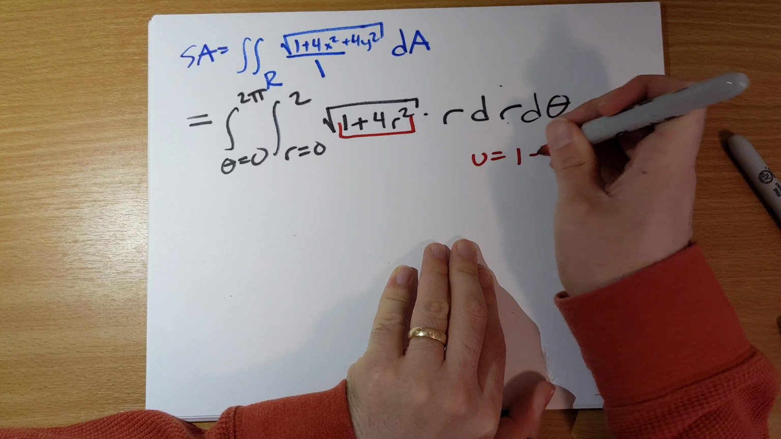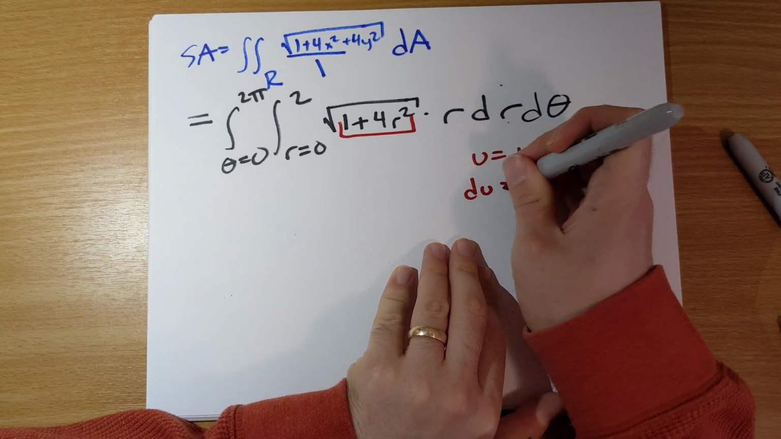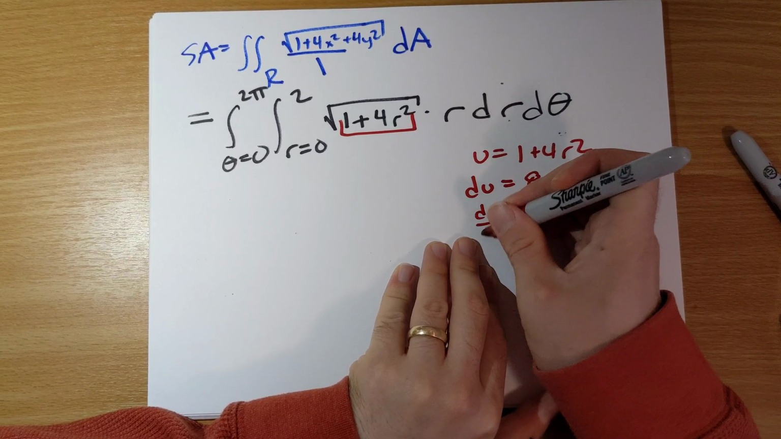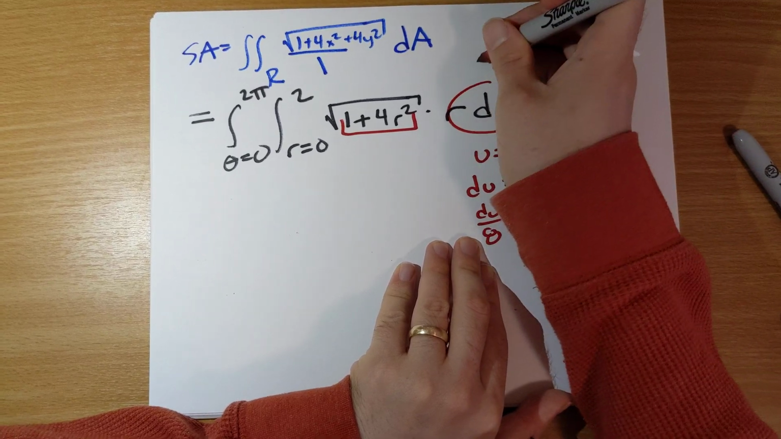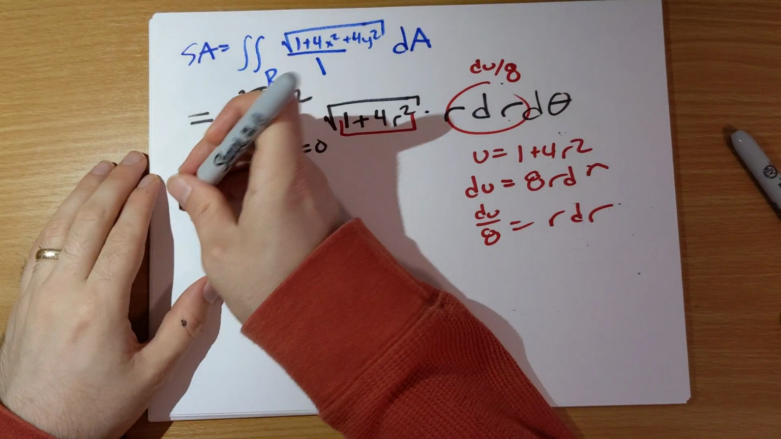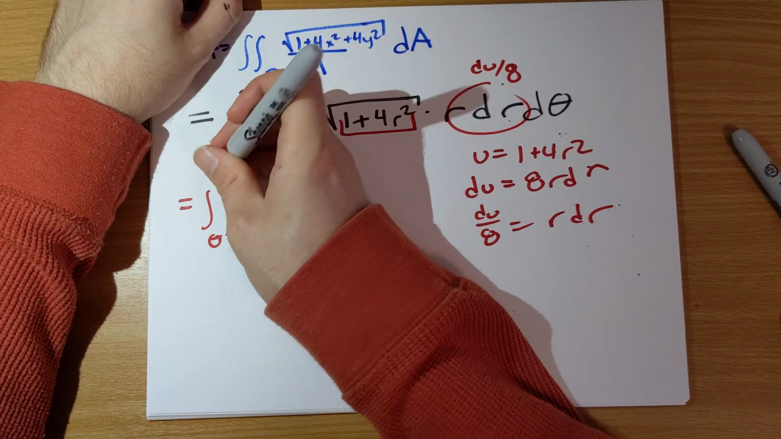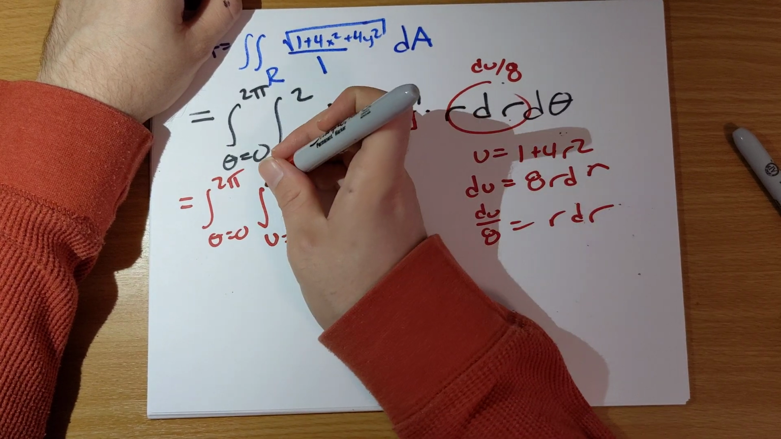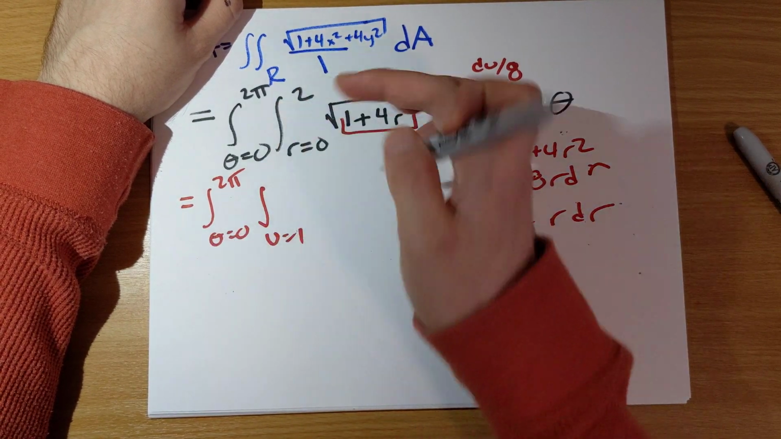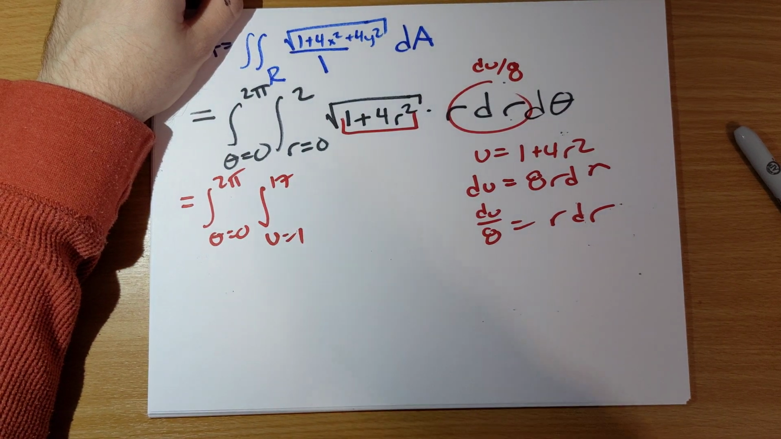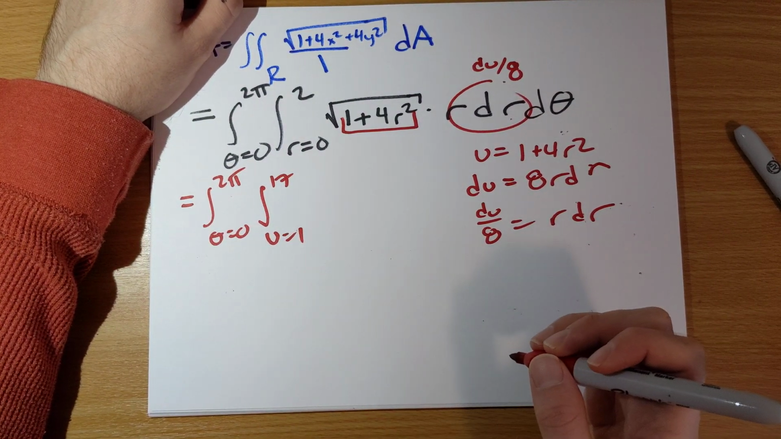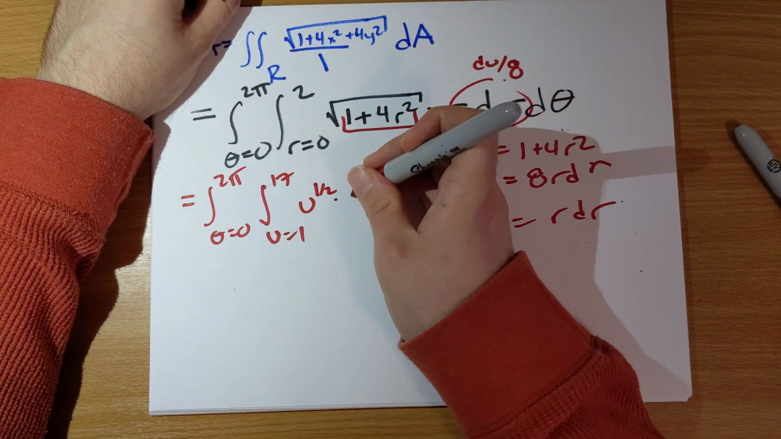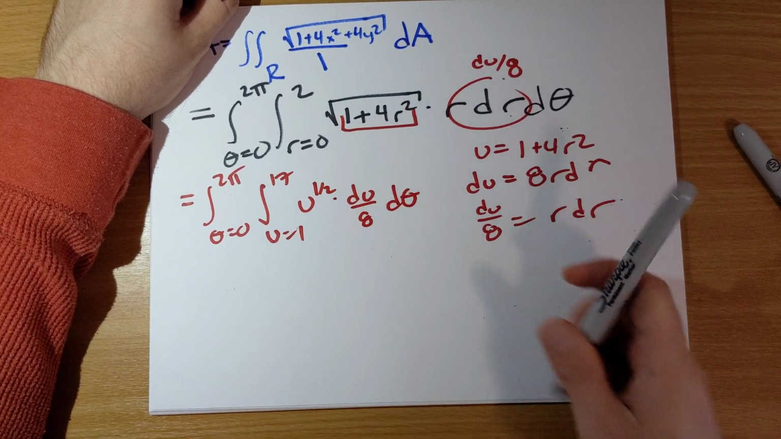So let u be equal to 1 plus 4r squared. Du would equal 8r dr, or du over 8 would equal r dr. So there's du over 8. So this is the integral. Theta runs from 0 to 2 pi, and u runs from 1 to 1 plus 4 times 2 squared. I think that's going to be 17 here. And so then we would end up with u to the 1/2 times du over 8 d theta.